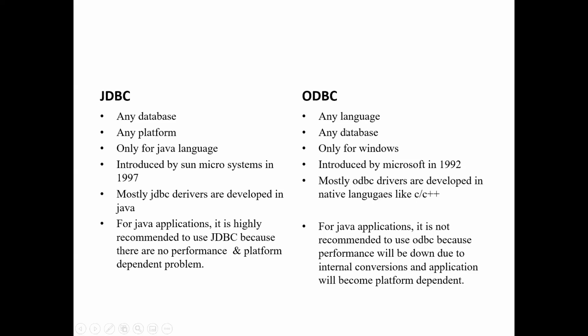Because this is developed with the help of native languages. Native languages means C or C++. For Java applications, it is highly recommended to use JDBC because there are no performance and platform dependency problems. But here the problem is that definitely JDBC needs ODBC support. That is the main problem here. For Java applications, it is not recommended to use ODBC because performance will go down due to internal conversions.